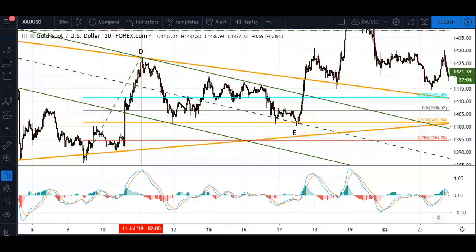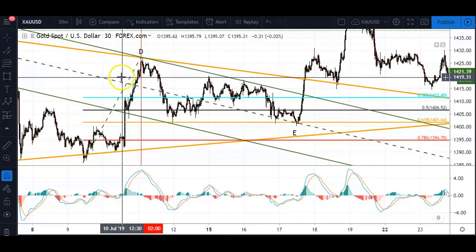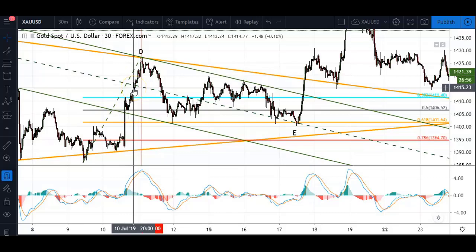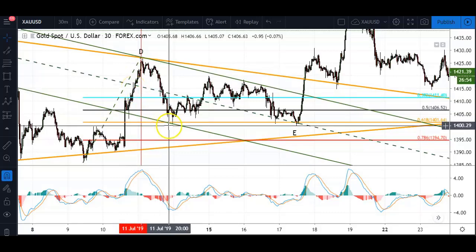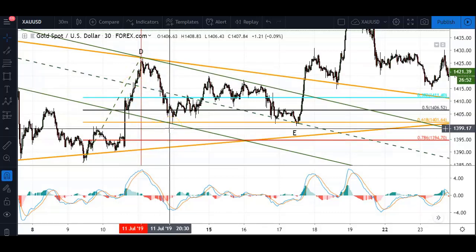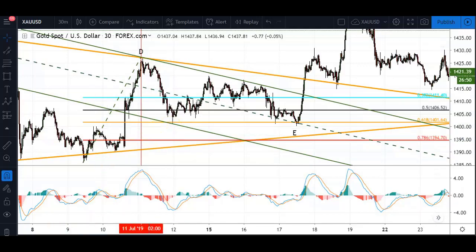I then wait for price to move downwards towards my level, where I then switch to a smaller time frame, like the 30-minute chart, and add the only indicator that I use, namely the MACD. And I use this indicator to spot a condition called momentum divergence.